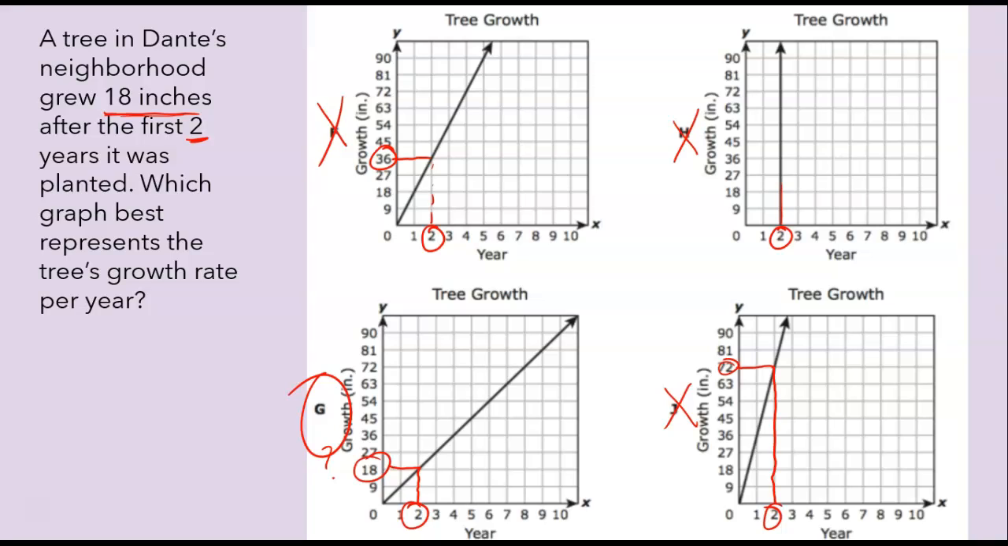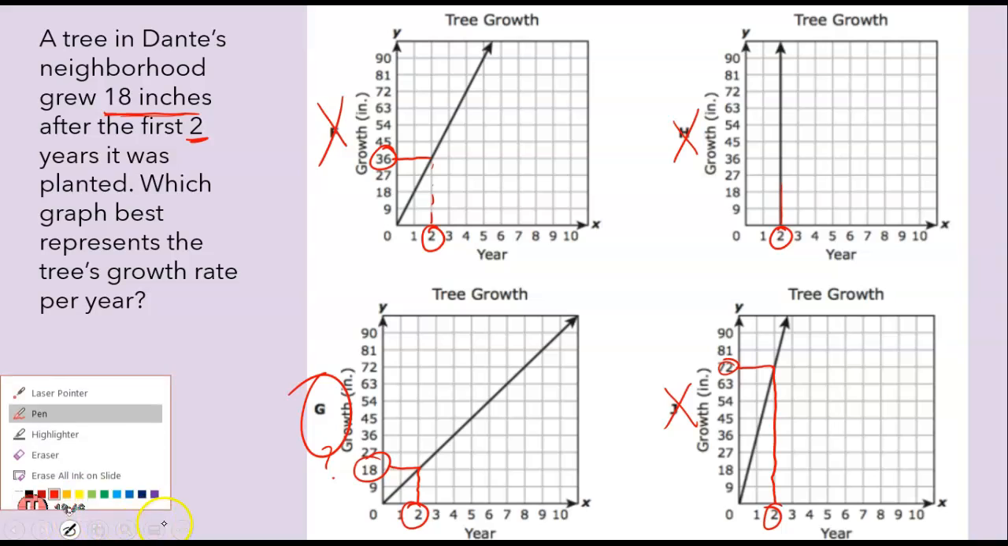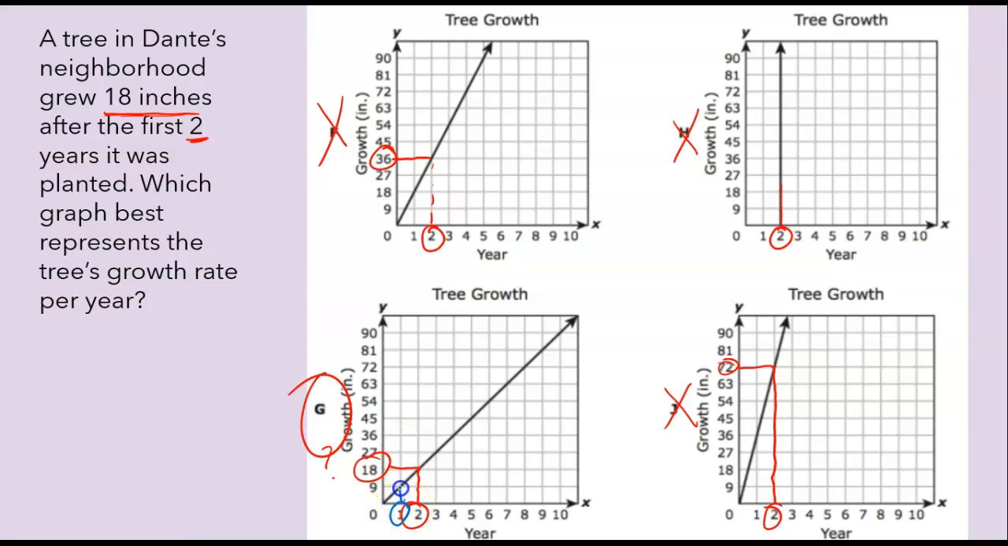Now, if we know that it grew 18 inches in 2 years, can you think about what would be the unit rate? How much did it grow in 1 year? 9. What's 18 divided by 2? 9. So it grew 9 inches per year. And look, it tells us that also right here. 1 year would be 9. There would be our unit rate. So what's the slope of that line? The slope would be, slope is the same as what? Rise over run, but it's also the same as the unit rate. So the slope would be 9 over 1, or 9, because our unit rate was 9. All right, go ahead and glue your notes into your spiral, please.